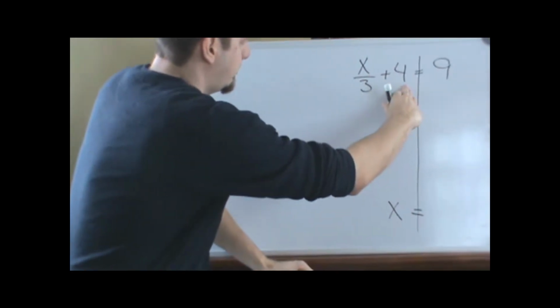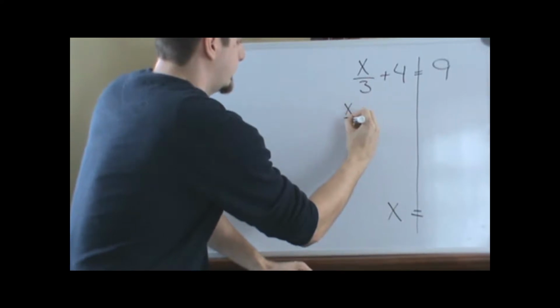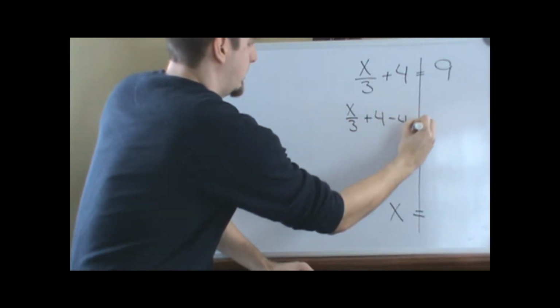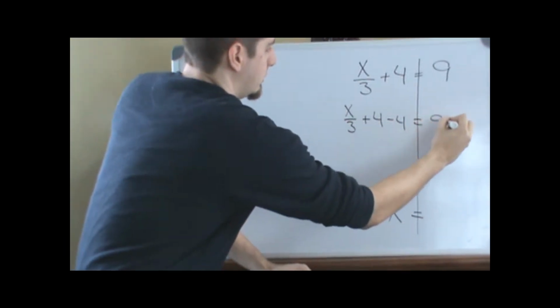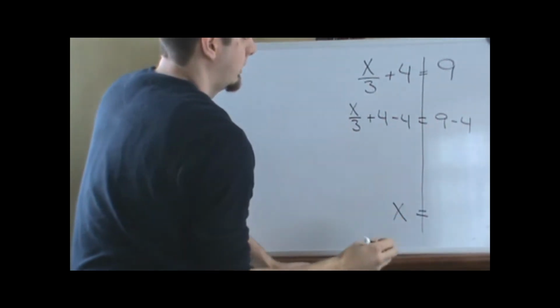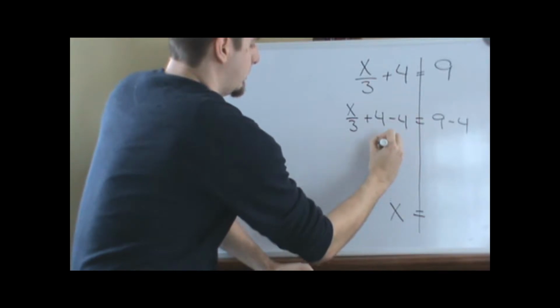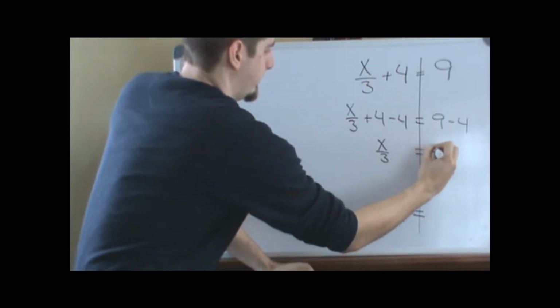So to get rid of a plus 4, you do the opposite, which is subtract 4. You take $4 from Mr. Kangas, you're also taking $4 from Justin Kangas, so we have to do it to both sides. The 4's cancel out. We're left with x over 3 equals 5.